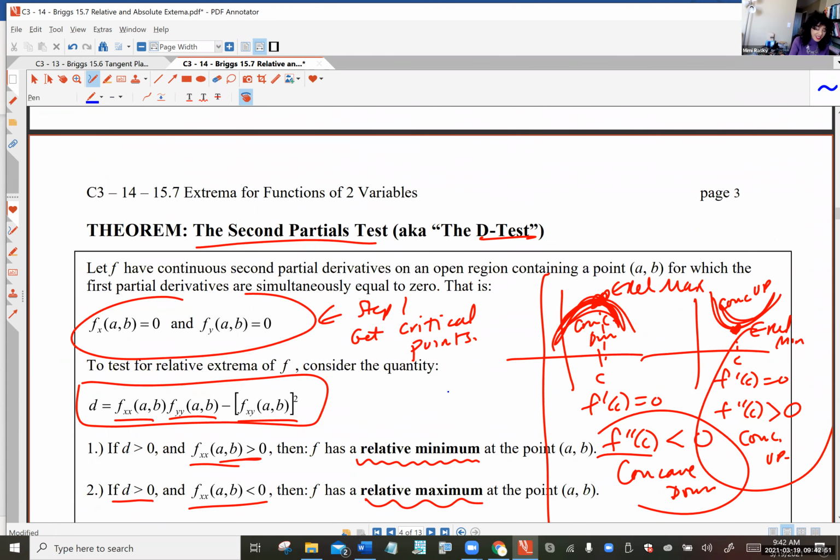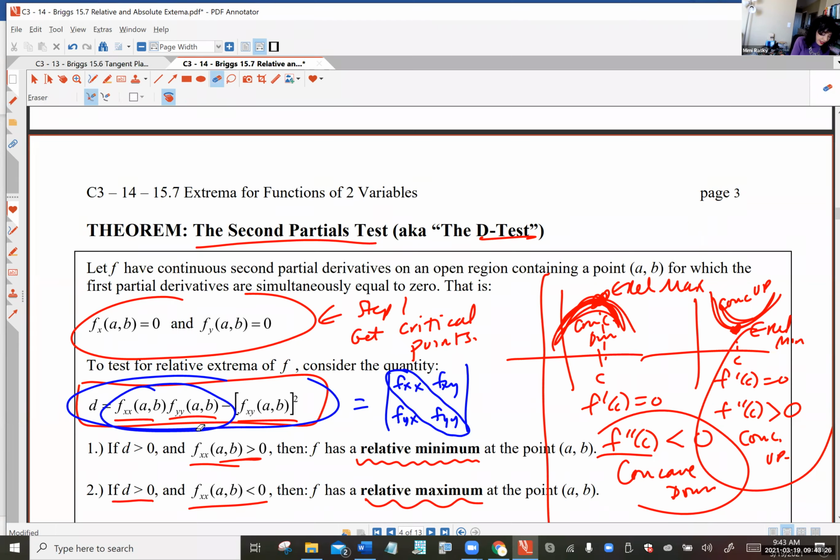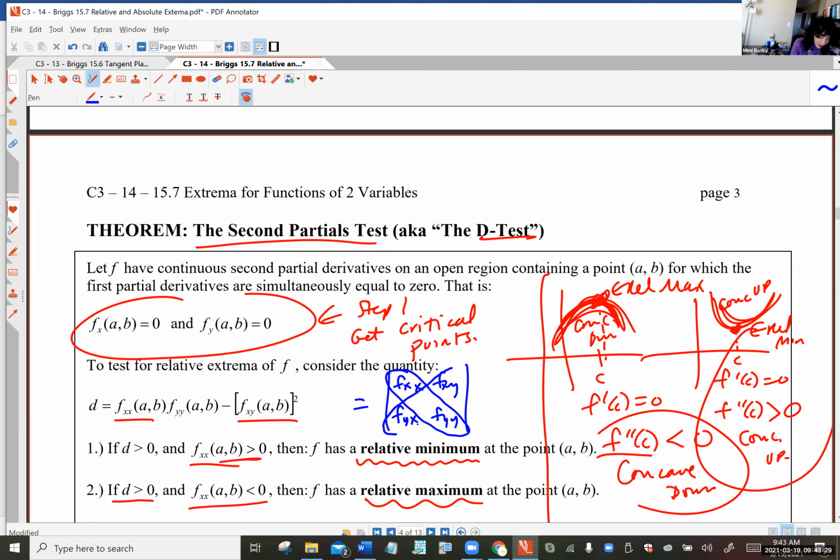So why do they call this the d-test? Because it's actually a determinant. What do I mean? Well, I claim that the determinant is a determinant of this matrix where the top row is fxx and fxy, and the bottom row is fyx, fyy. And so if you take the determinant, the D stands for determinant, you'll get fxx times fyy, and that's this guy right here, minus the product along the minor diagonal, fxy times fyx.